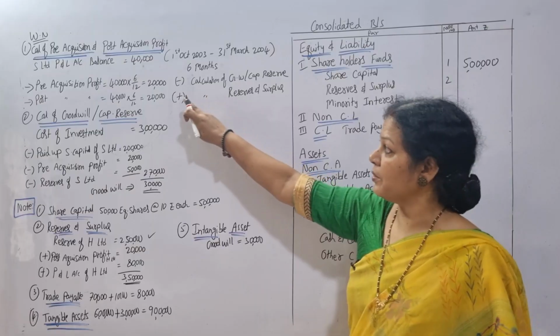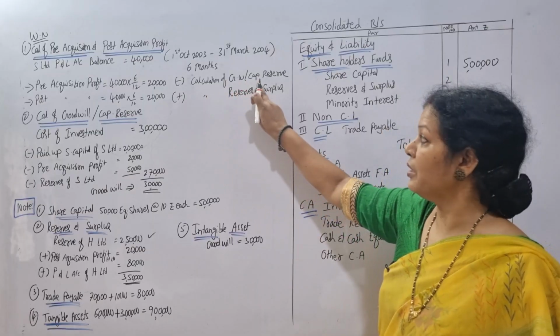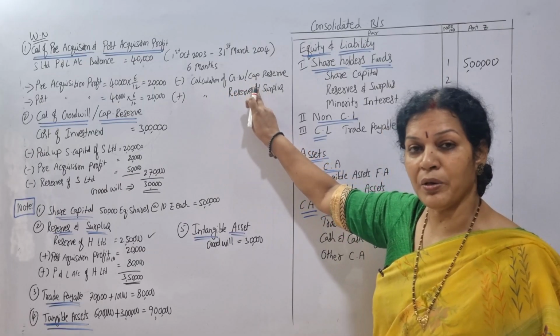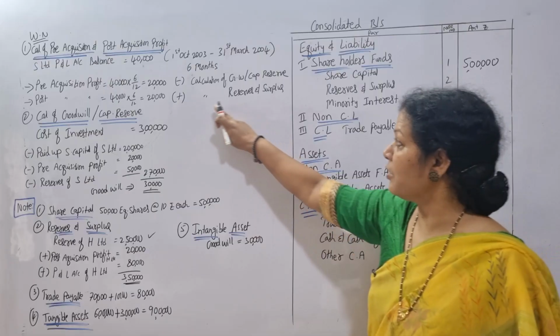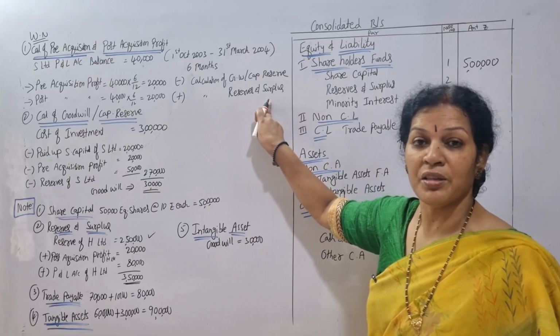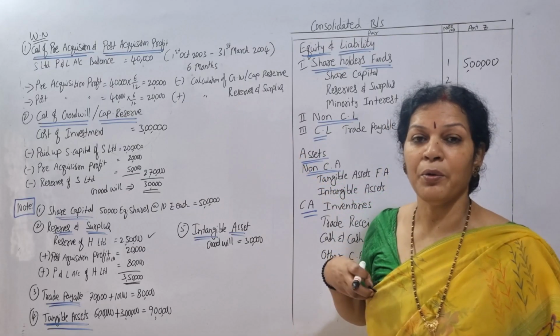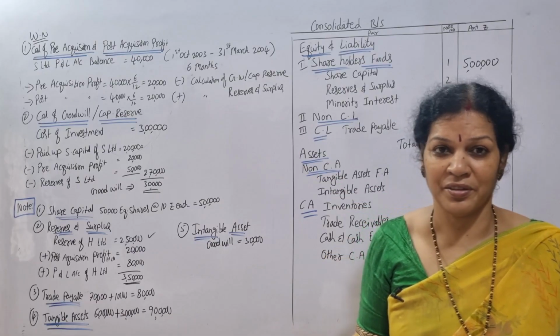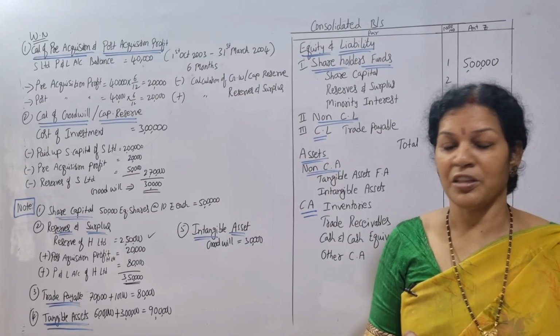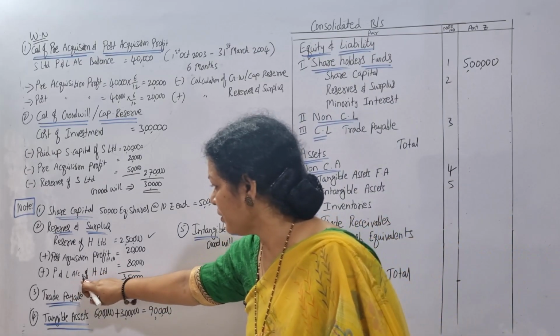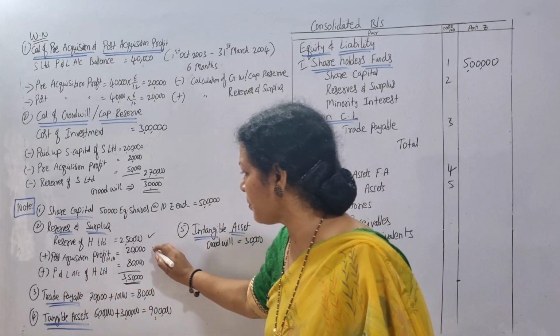We know that pre-acquisition is to be deducted while calculating the goodwill or capital reserve. What about the post-acquisition profit? That is to be added to the reserves and surplus. Why do we have to add? It's a profit. Profit is always added to the reserves and surplus. So I'm adding here first post-acquisition profit 20,000.